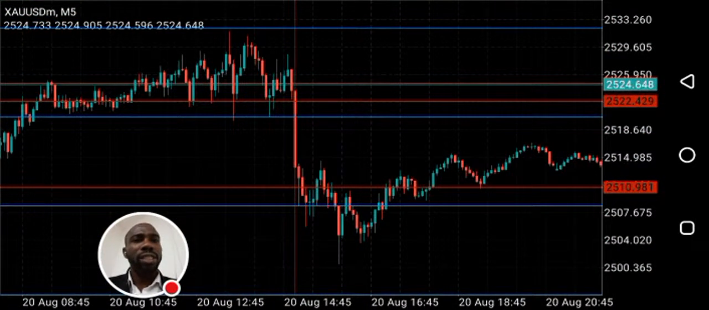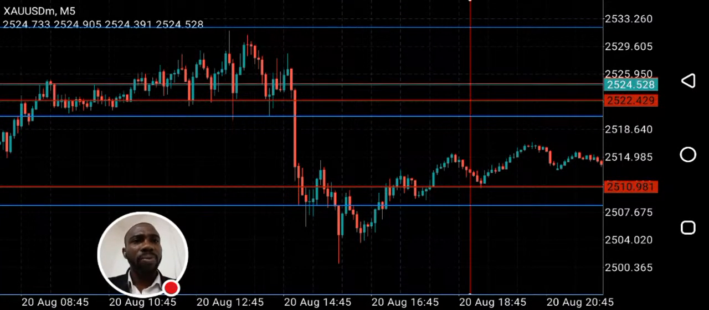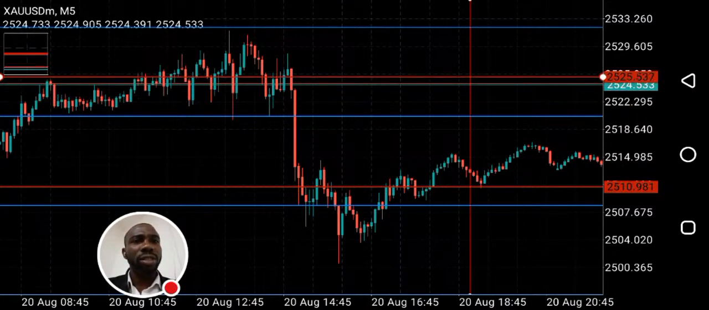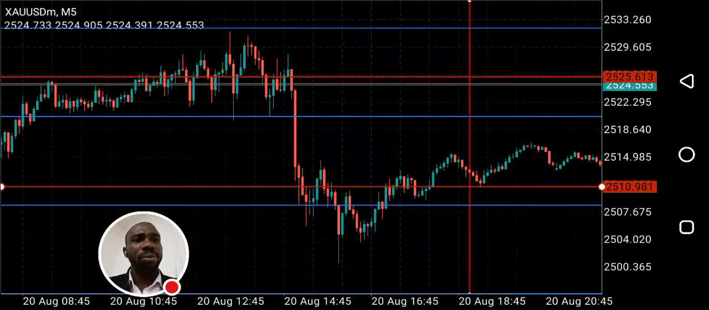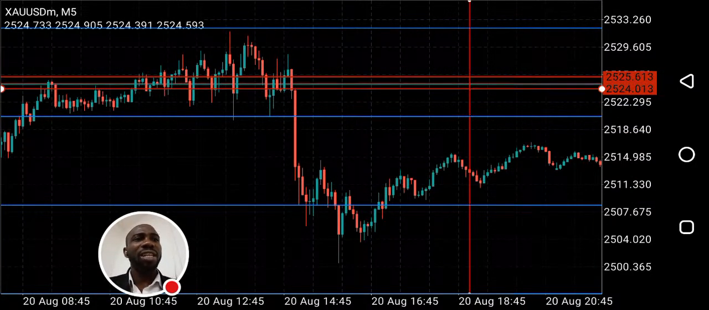Okay, so you can see. Can you see? This could be the reason. Can you see this fair value gap? This could be the reason why price is still bullish. Price is inside that gap right now.